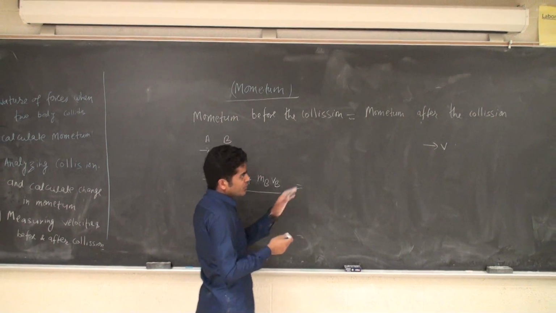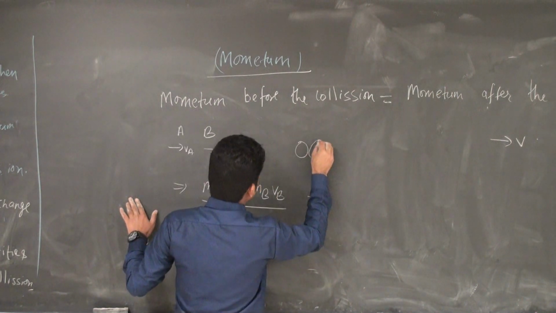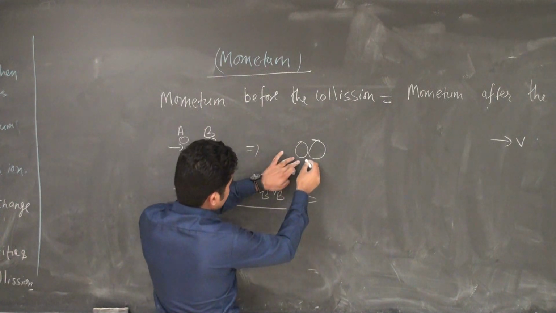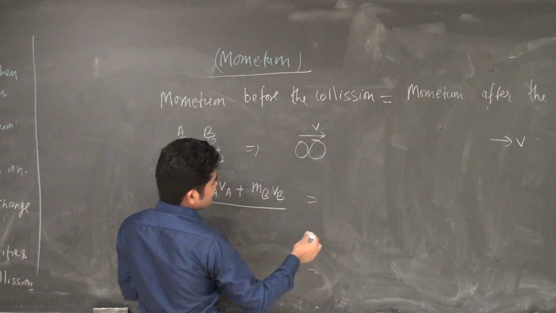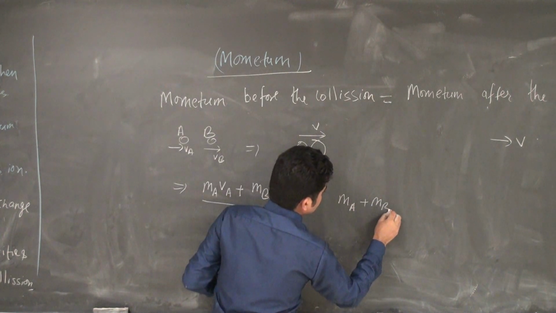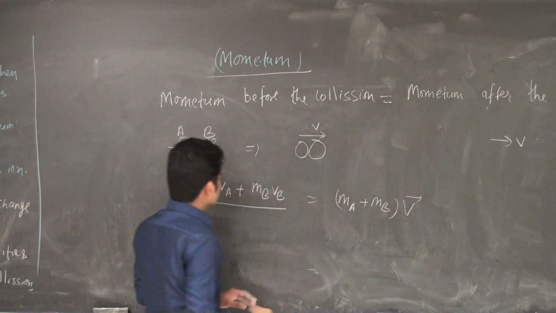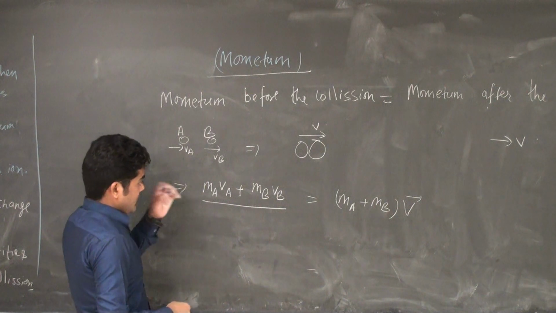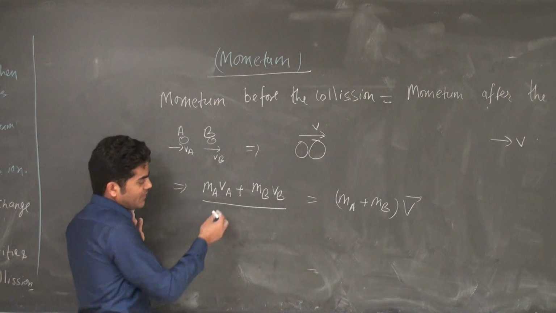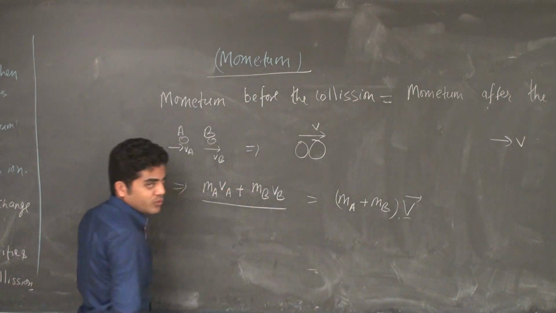For the final momentum, objects A and B are stitched together. We are considering the case something like this, A and this is B, and after collision they both stitch together and move with the velocity V. So the total mass is mA plus mB, and the total velocity is V. This is the momentum conservation equation. If we know the initial velocities of the two objects, we can calculate the final velocity of the objects after collision.